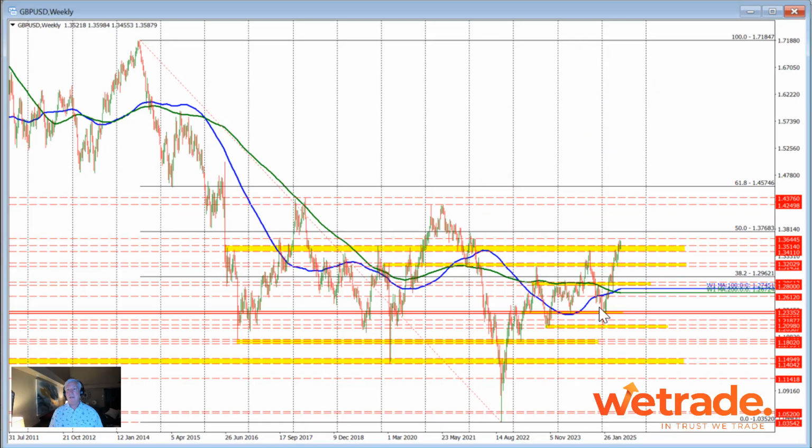If I go to the weekly chart, I have to go to the weekly chart because the last time the price traded this high was back in February of 2022. The next target comes in against 136.445, and then we start to look toward the 50% retracement of the range from the 2014 high to the low price that we saw in 2022. That level comes in at 1.37683. So there you have it, a look at three of the major currency pairs to kickstart your day.